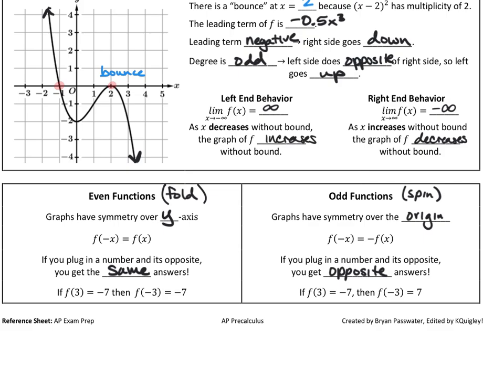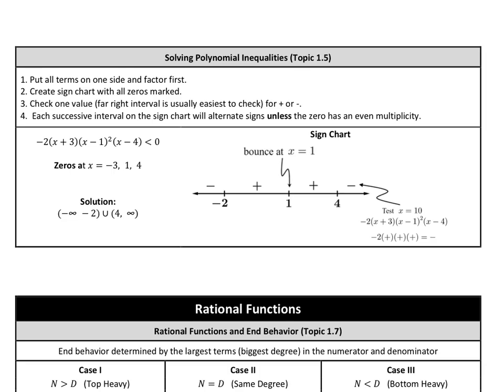Our fast and furious review continues on the next page. Solving polynomial inequalities. There's nothing to fill out here. These are the steps. It also gives you an example of a sign chart that you could use if you didn't want to use end behavior to try to draw this graph. So you have an example there to look at if you need it. This is basically what I did faster with end behavior on the warm-up today. This is how you'd algebraically solve it.